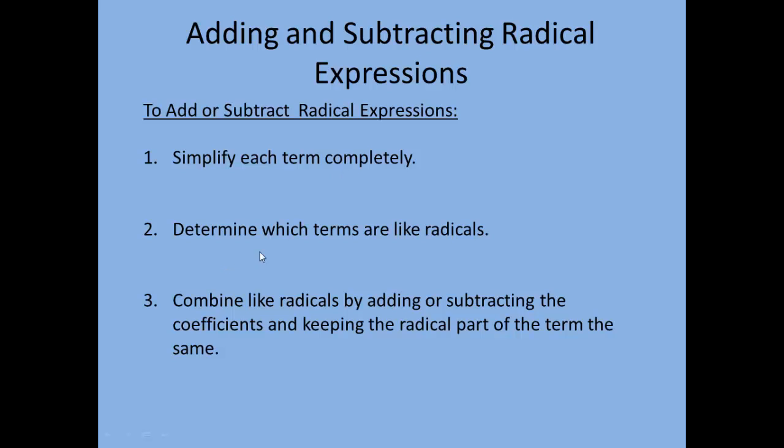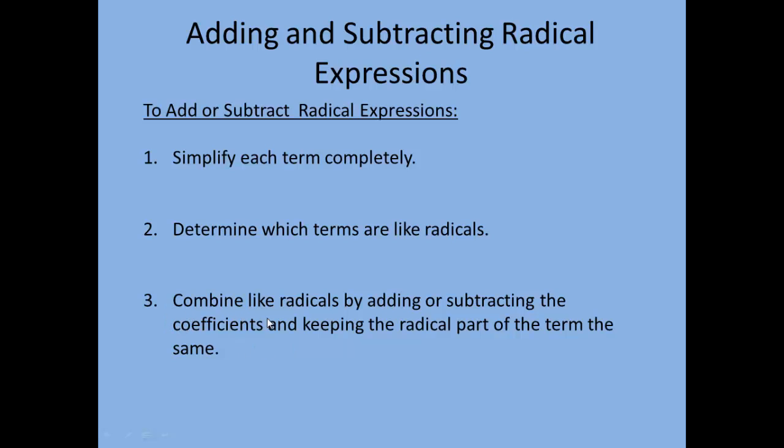After that, we want to determine which terms are like radicals. That means that they would have the exact same root. You're taking the same exact root, and the inside, the radicand, would be the same. The outside, the coefficient, in terms of variables, would have to be the same. But if there was just a numerical coefficient, then that would just be added or subtracted as normal.